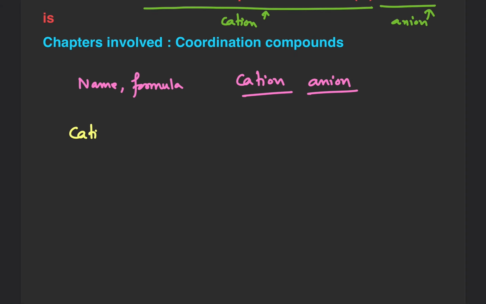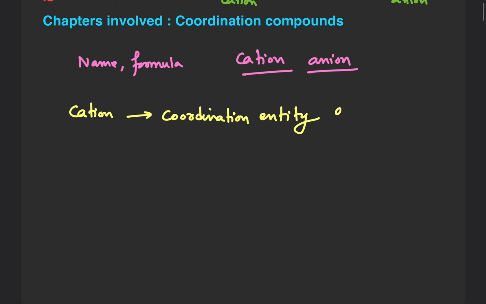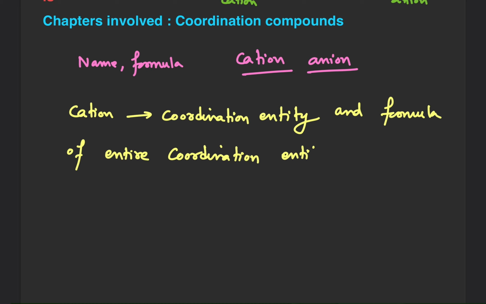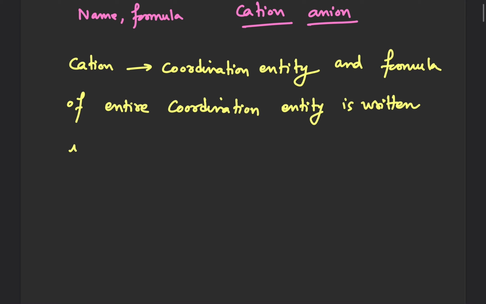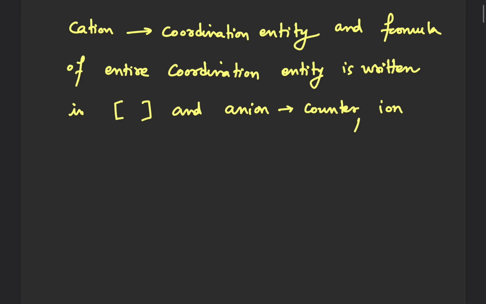In our case, the cation is the coordination entity, and the formula of the entire coordination entity is written in square brackets, and again in our case the anion is the counter ion, and the counter ion is always written outside the brackets.